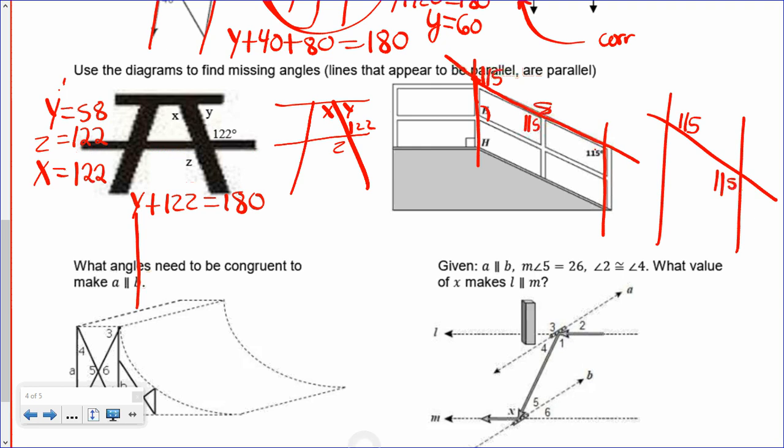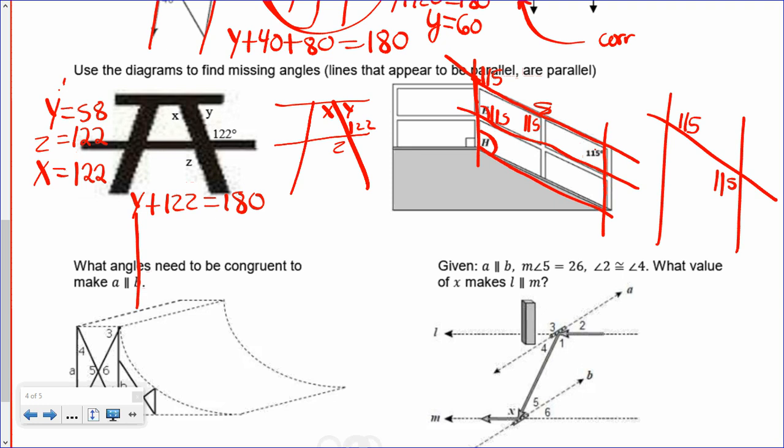That line in the middle there, couldn't that be a transversal? Yeah, the one where the E and the H are. Yes, it can be. So H would be 115, given that. Yes.